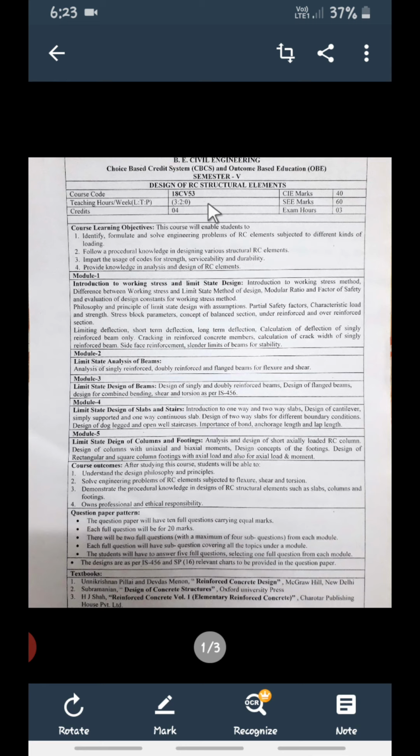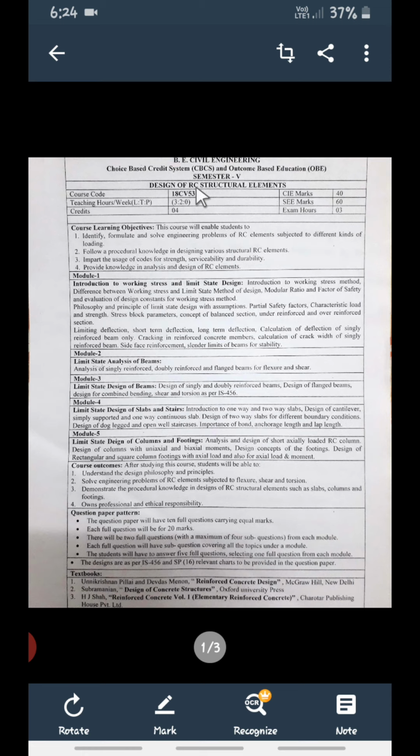In the previous semesters, that is the fourth and third semesters, you have studied so many subjects. All these subjects were analysis subjects. But in this semester, we are going to study the important subject as far as civil engineering is concerned, that is design of RC structural elements. The subject name itself indicates its importance.